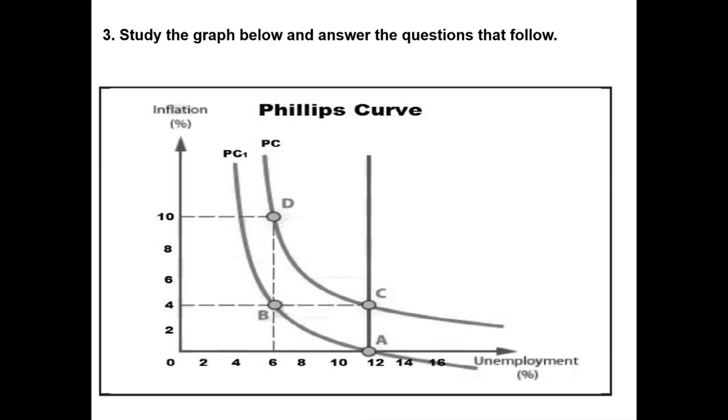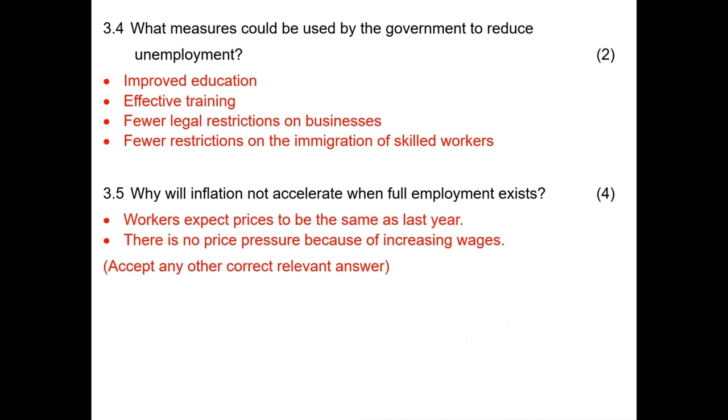So we don't have inflationary measures setting in, or that situation where we have too much money chasing too little goods. Supply is keeping up with demand. So aggregate supply is keeping up with aggregate demand, which means over a long period of time, for example a year, prices remain the same. So we would go back to the answer there. Workers expect prices to be the same as last year.